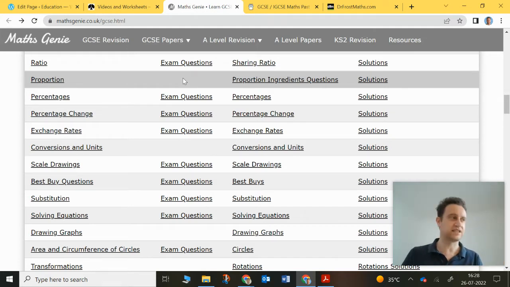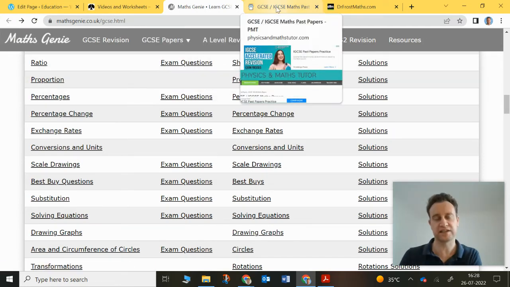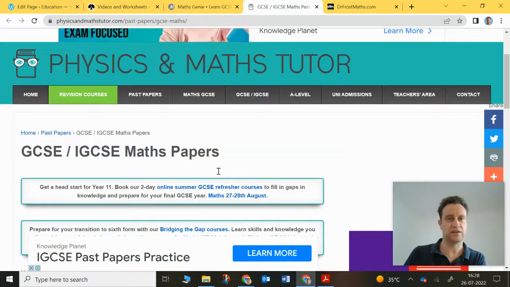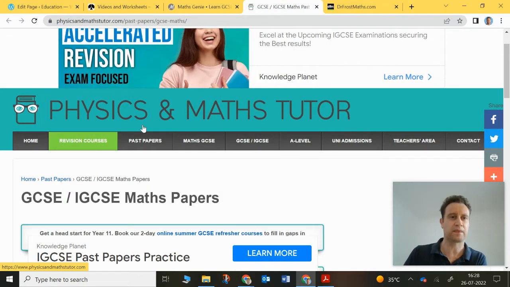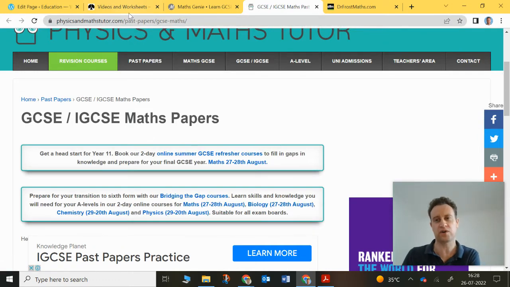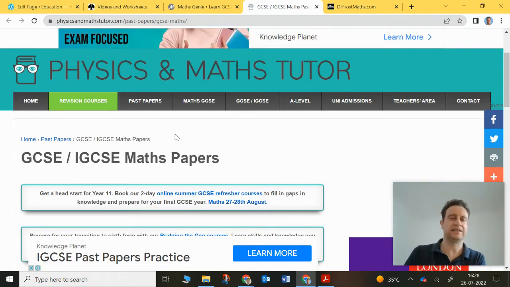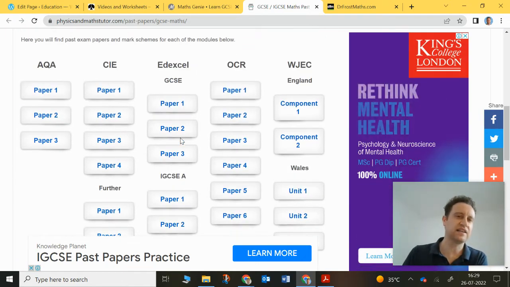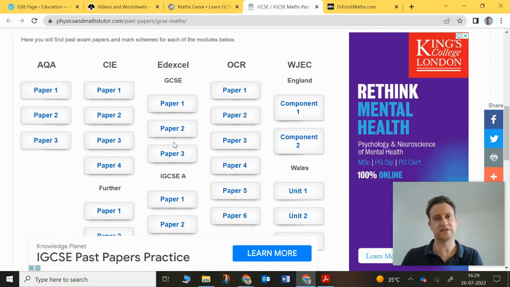Okay, once you've gone through and got a lot of practice, or if you're in your last year of GCSE and you're looking to do exam revision, a great thing to do is exam practice. So you can find loads of exam past papers on Physics&MathsTutor.com. There's lots more on this website, but this is what I use this website for. And so I've put a link on my WordPress page directly to this. But you can see it's pretty easy to navigate. Past papers, GCSE Mathematics. And then there are tons of exam papers here.